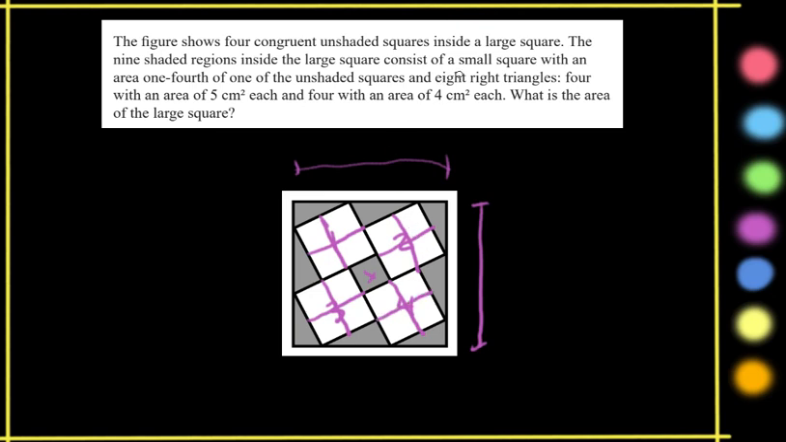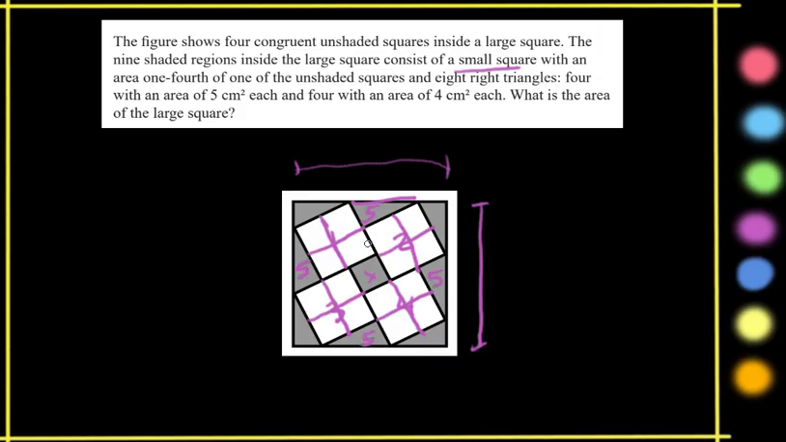What else? It says, yeah, so that's the one unshaded square, and then that's the small square that's shaded, that's equal to the area of 1/4 of one of the unshaded squares. And then there's 8 right triangles, 4 with area 5 and 4 with area 4. So some of these triangles are bigger than others. For example, the ones that are completely on the edge here, they're bigger. So they're going to be 5, 5, 5, 5.